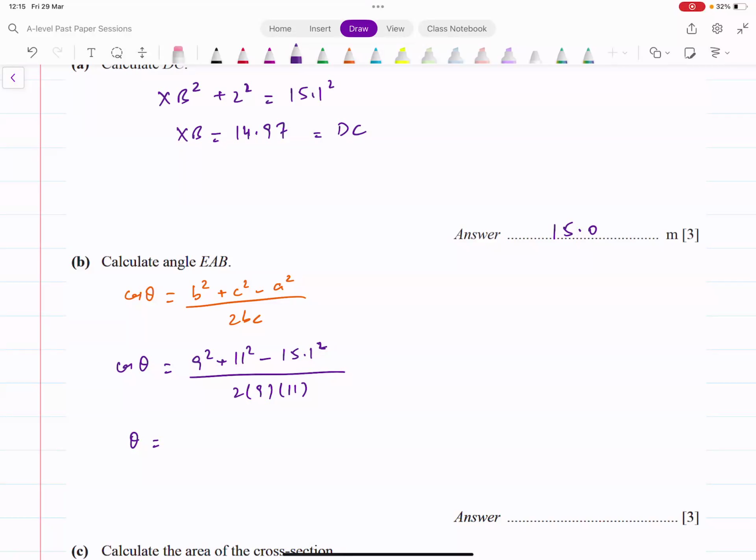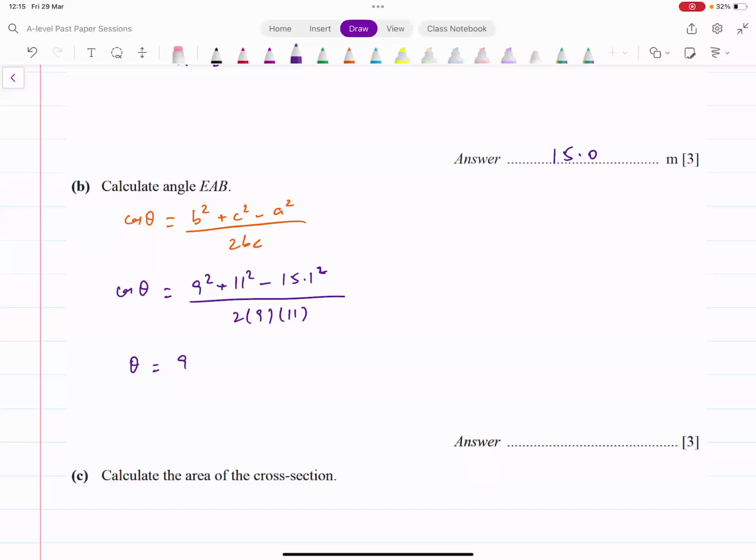Oh, so there's something wrong with that. Just redo that. 9 squared plus 11 squared minus 15.1 squared divided by 18 and 11. And then cos inverse of that. That gives us 97.548.